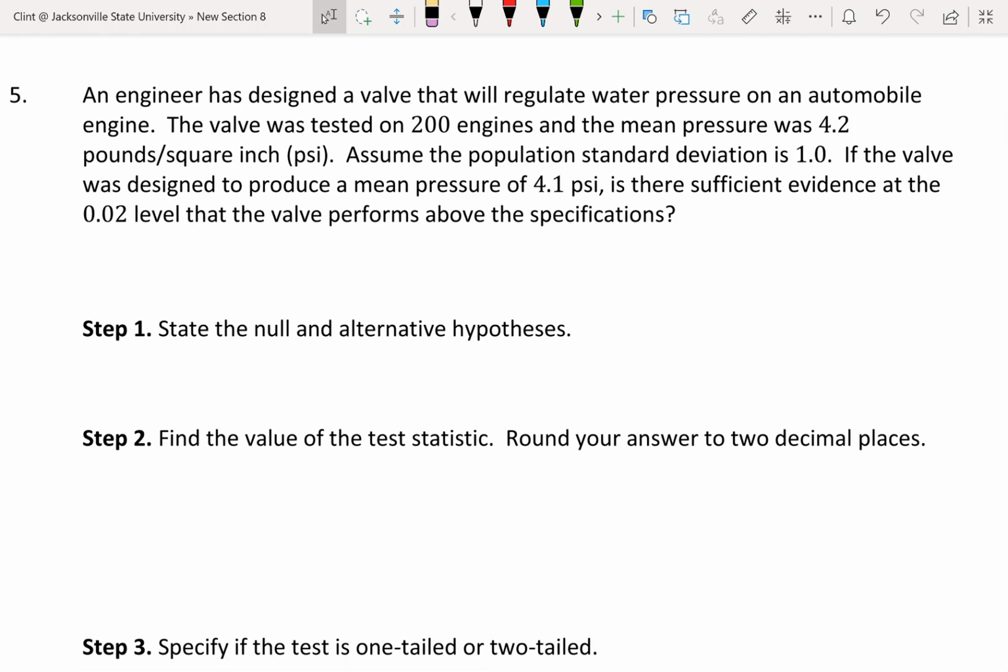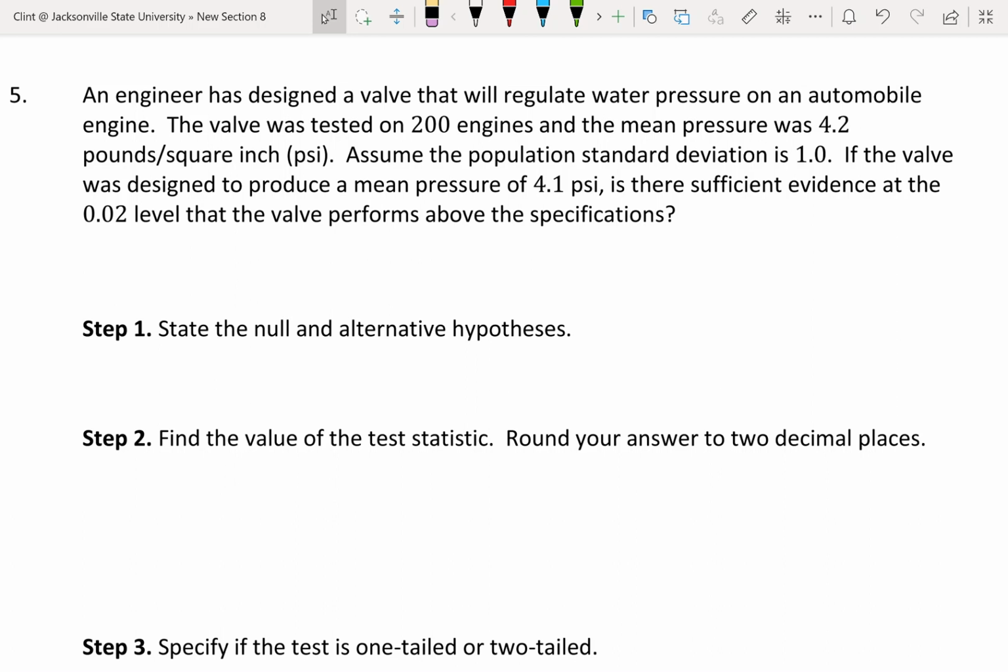Got another water pressure valve. It says the valve was tested on 200 engines and the mean pressure was 4.2 pounds per square inch. Assume the population standard deviation is 1.0. If the valve was designed to produce a mean pressure of 4.1 psi, is there sufficient evidence at the 0.02 level that the valve performs above the specifications?